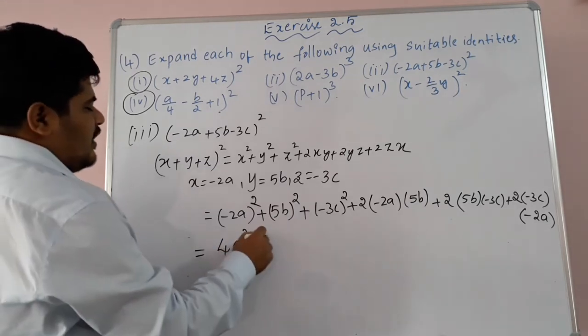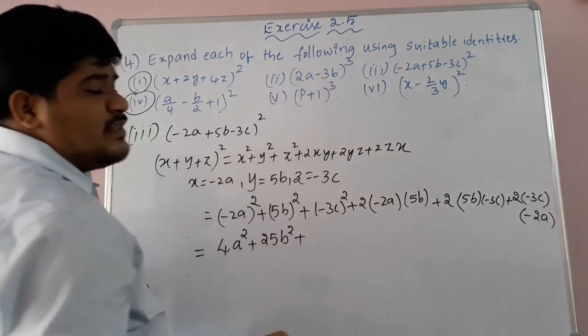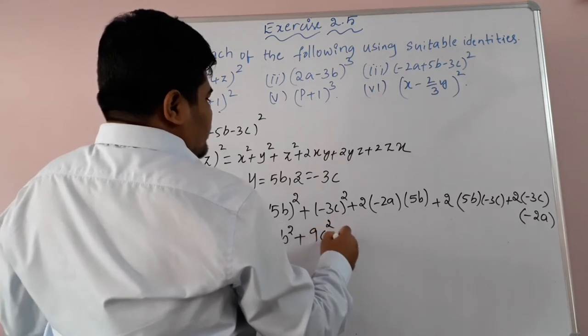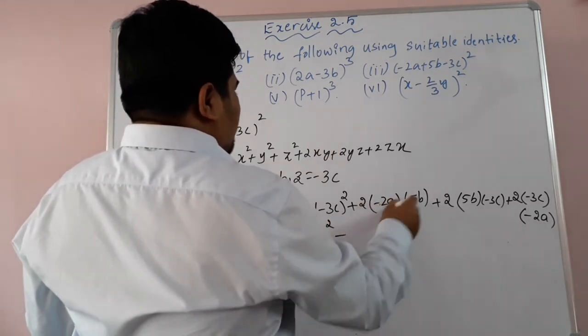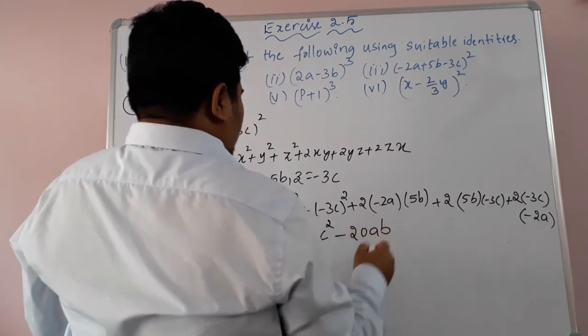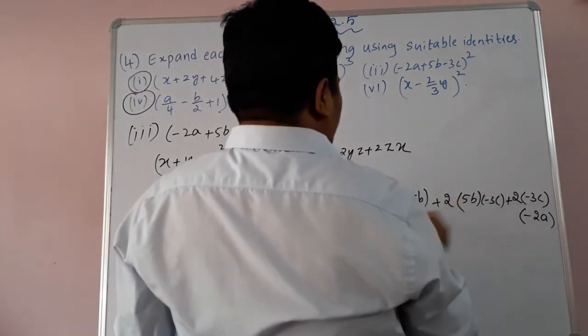5 square is 25 and b square, 25b square. Plus minus 3 whole square is 9 and c square is there, 9c square. So plus into minus into plus is minus. 2 2s are 4, 4 5s are 20. So minus 20ab. Okay, minus 20ab. Plus into plus into minus is minus, children.